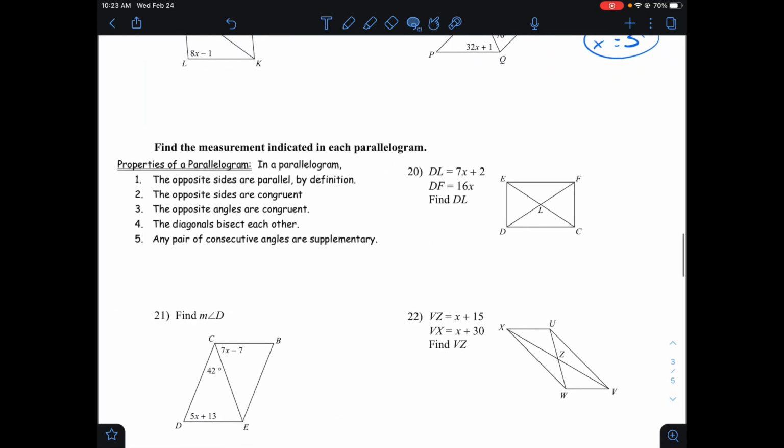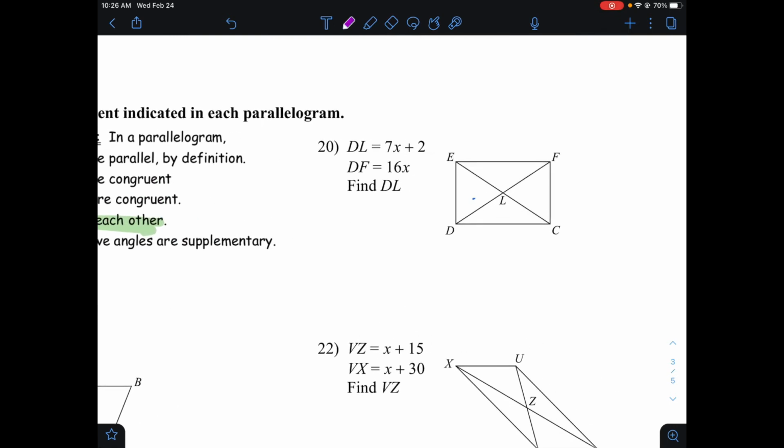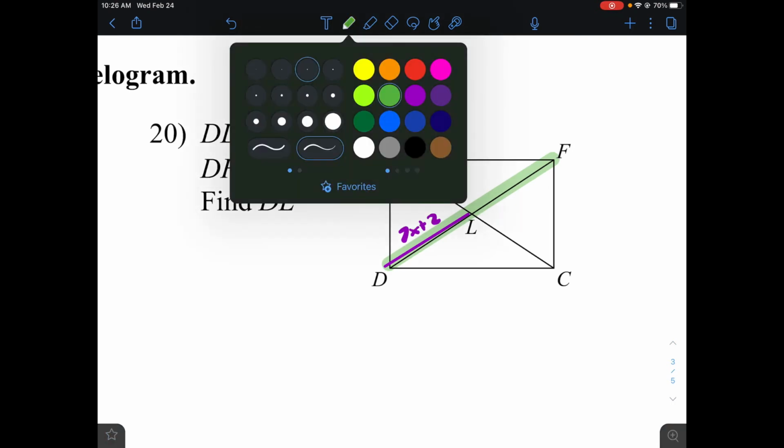One thing that's going to be very important here: you can see we've got a lot of diagonals going on. What we can do is use the idea that the diagonals bisect each other. So using the idea that the diagonals bisect each other, we can write in our information. We know that DL, which is this guy right here, is going to be equal to 7x plus 2. And we also know that DF, which is this whole thing, is going to be equal to 16x.